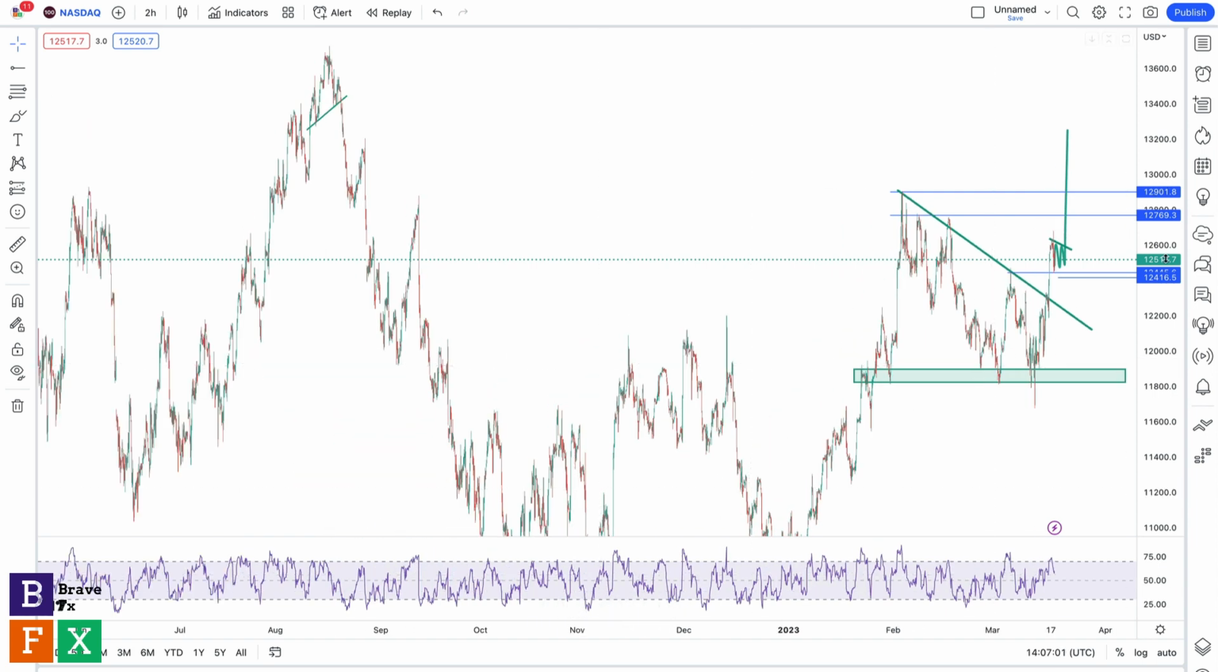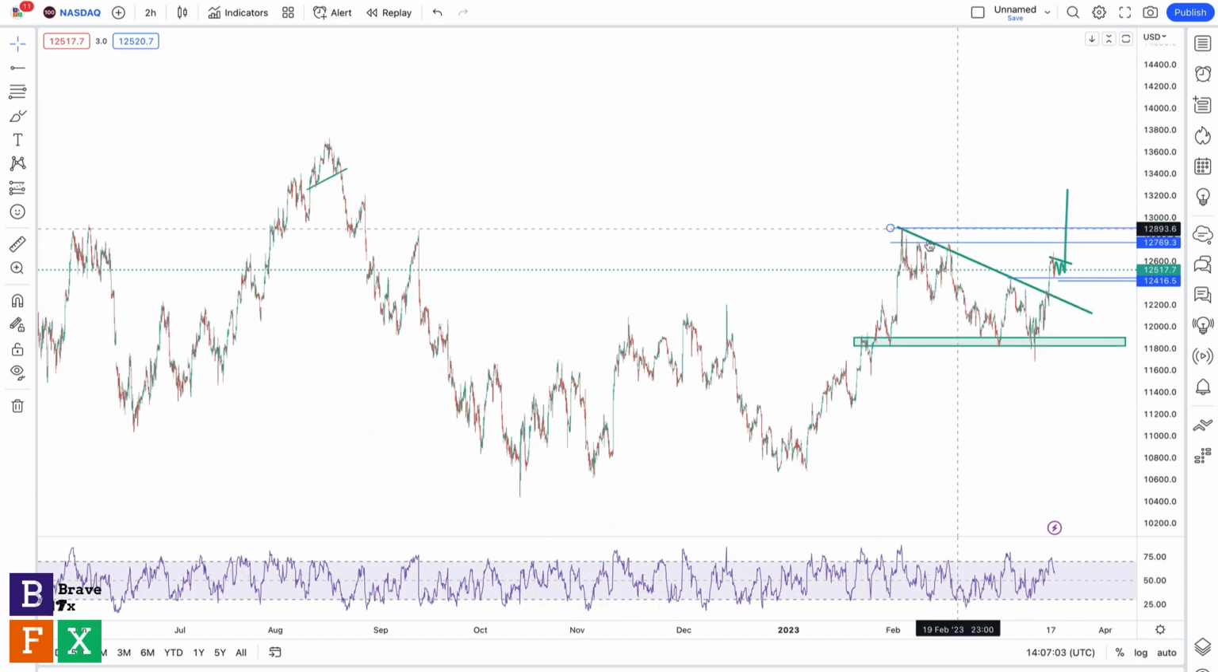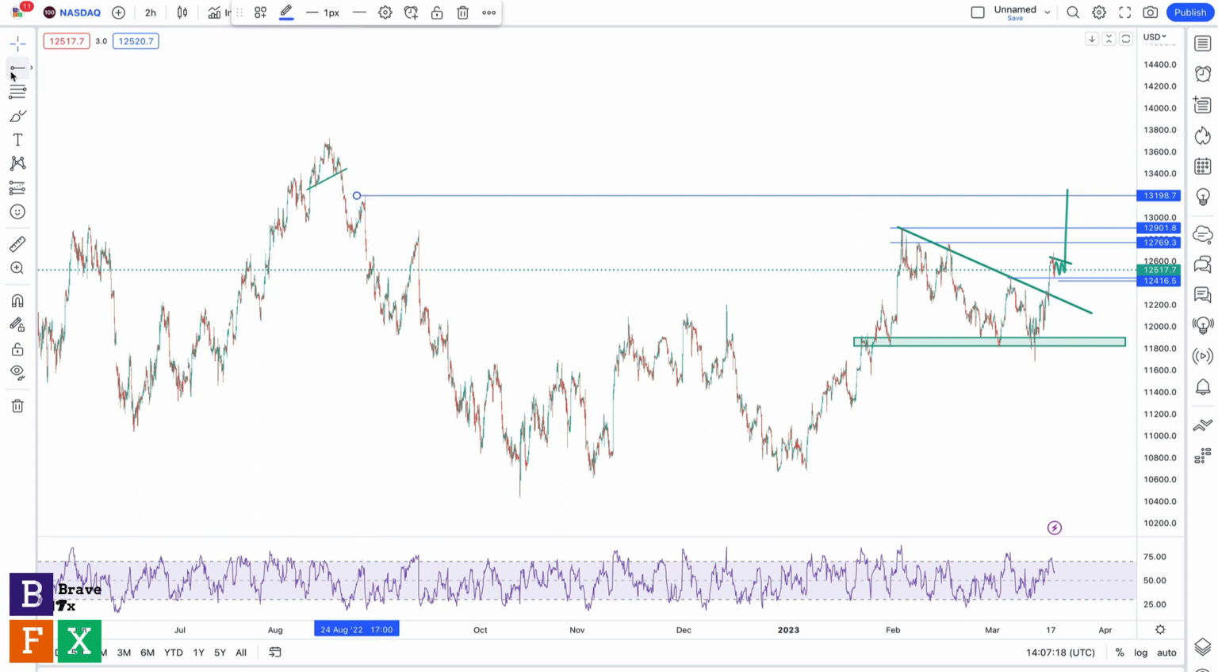So if we take out these highs here, then the first target is going to be around this place. Oh yeah, this corresponds to this area of value here. So this is a very good significant level to pay attention to. But if we take out this level, then the next stop is going to be around these highs, and the next stop is going to be around these highs, and so on and so forth.